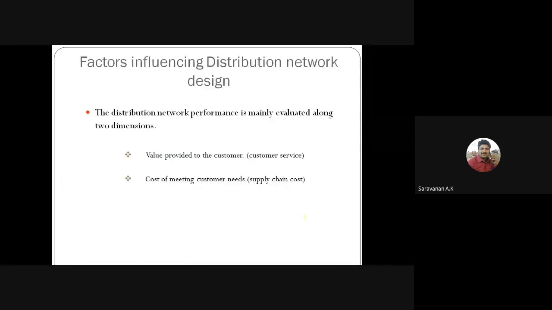Then what are the factors influencing the distribution network design? By two terms: one is the value provided to the customers, and the second is the cost incurred by the customers. Depending upon these two parameters, the distribution network performance has to be evaluated. So the distribution performance may be evaluated by two terms: one is the customer service, and the second is the supply chain cost.